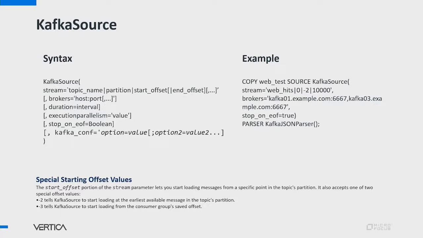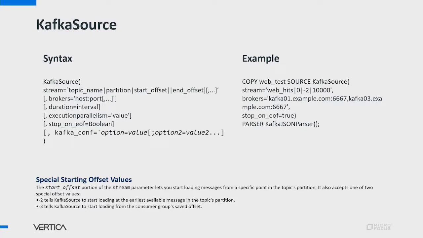Normally this is set as an integer value between 1 and the number of Kafka topic partitions that the node is loading from. If you look at the example on the right, it uses Kafka source to load data from Kafka into an existing table named web_test with the following options. Stream is named web_hits, which is the name of the source Kafka topic, and it has a single partition.